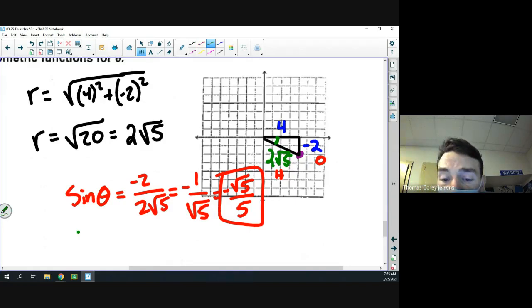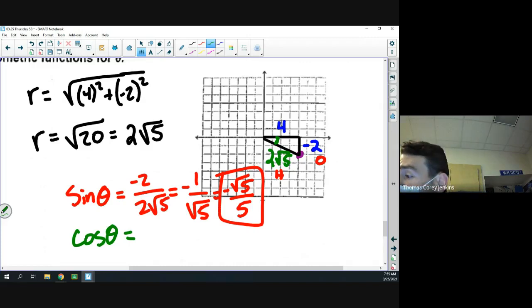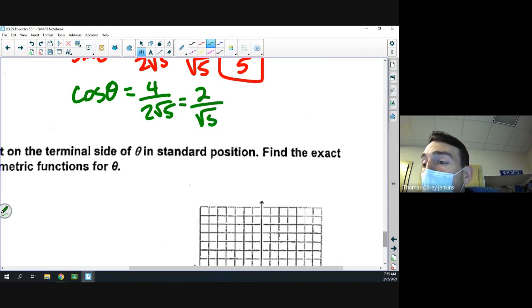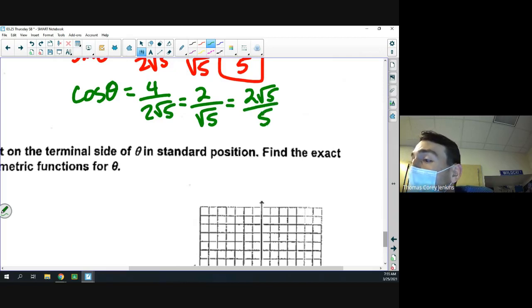Then cosine is going to be adjacent over hypotenuse. So 4 over 2 square roots of 5. So that gives me 2 over the square root of 5. And again, multiply by the square root of 5 over the square root of 5. So that gives me 2 square roots of 5 over 5.